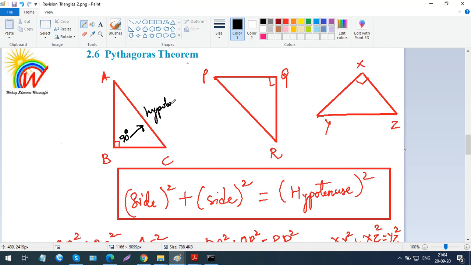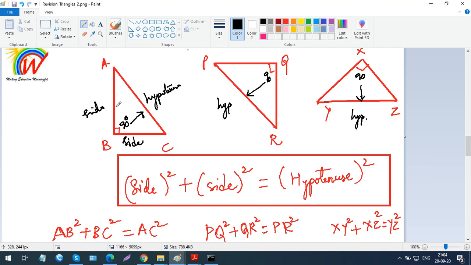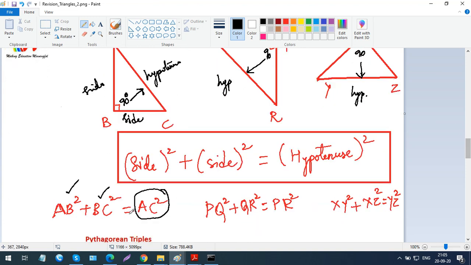The other two are sides. This is a side, this is again a side. We can also call them the arms or legs of the triangle. In this case this is 90, so this will be your hypotenuse. Here this is 90, so this will be your hypotenuse. In the first case, what will I write? AB square plus BC square, because sides should be squared, is equal to AC square, because the hypotenuse is always the longest side, and that should be written after the equals sign like this. The other two sides squared and added together will give you the hypotenuse squared.